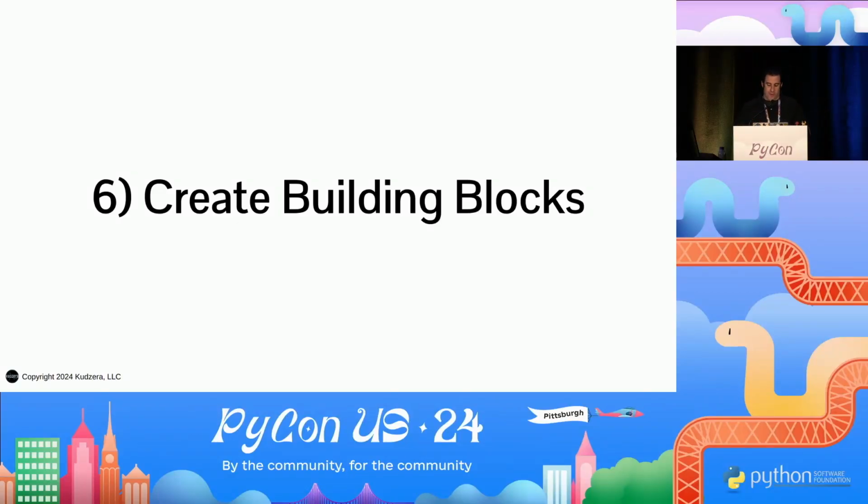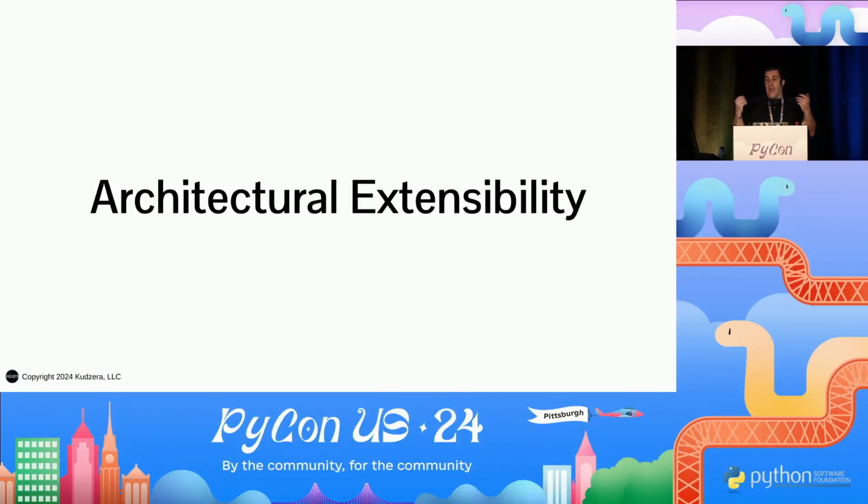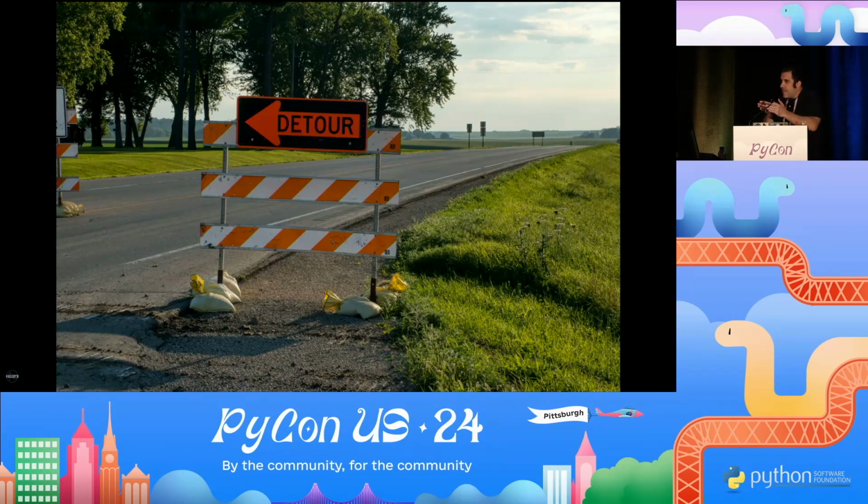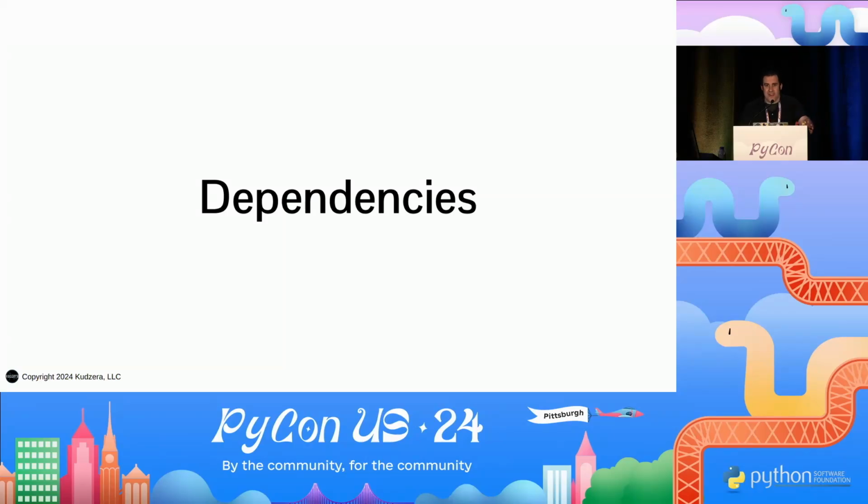Keep them composable. And now I'm going to talk about the meat of the actual Python pieces of this, of how we can see this in action. Architectural extensibility. I'm going to take a quick detour because I need to talk about an elephant in the room whenever we talk about how to extend code, and that's dependencies. Dependencies are crucial.